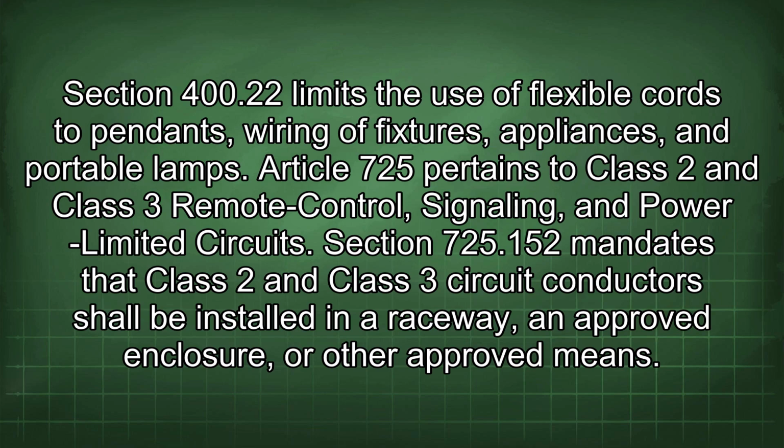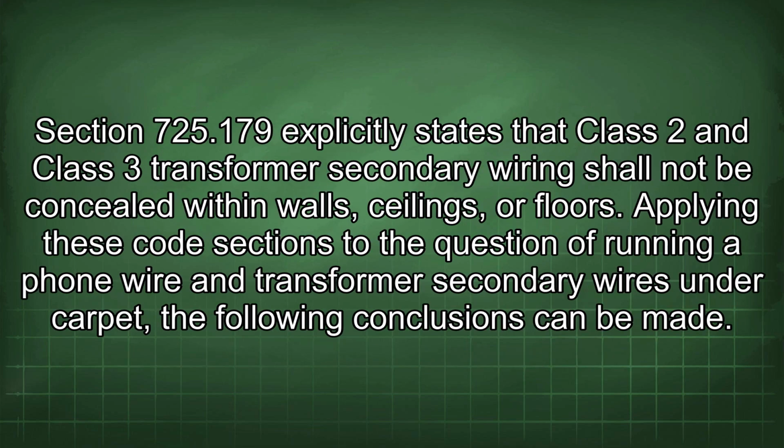Article 725 pertains to Class 2 and Class 3 remote control, signaling, and power-limited circuits. Section 725.152 mandates that Class 2 and Class 3 circuit conductors shall be installed in a raceway, an approved enclosure, or other approved means. Section 725.179 explicitly states that Class 2 and Class 3 transformer secondary wiring shall not be concealed within walls, ceilings, or floors.